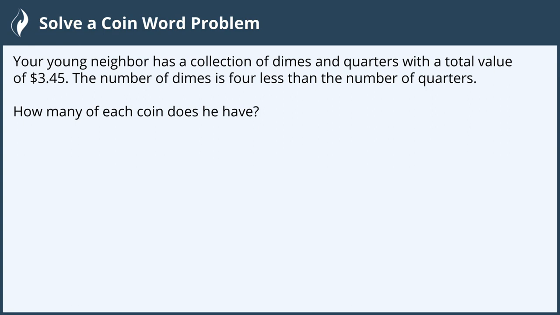In this video we will solve a coin word problem. Your young neighbor has a collection of dimes and quarters with a total value of $3.45. The number of dimes is 4 less than the number of quarters. How many of each coin does he have?